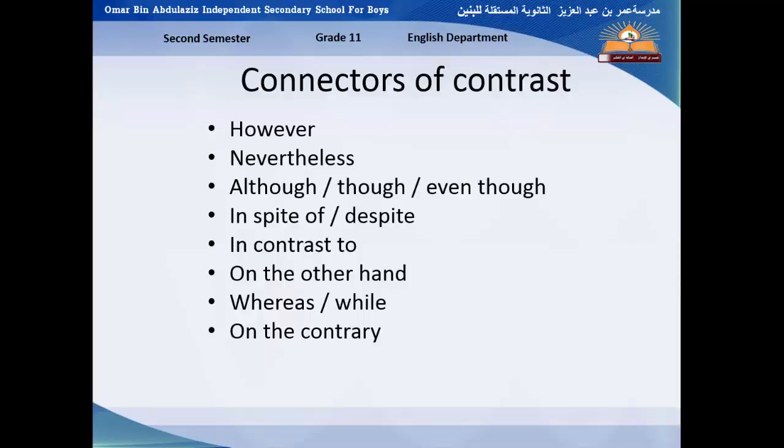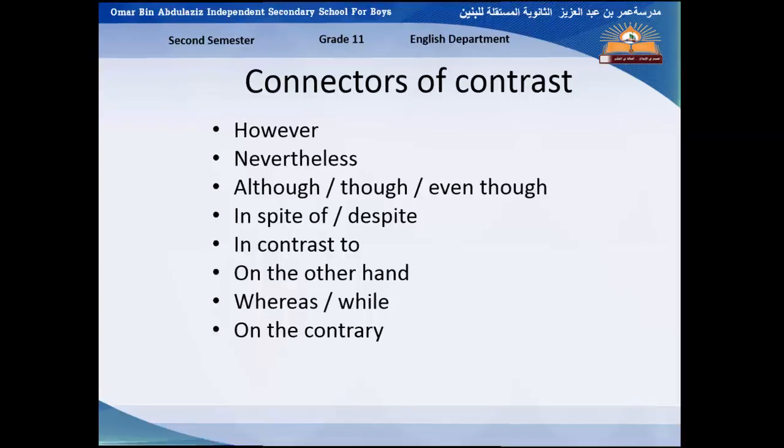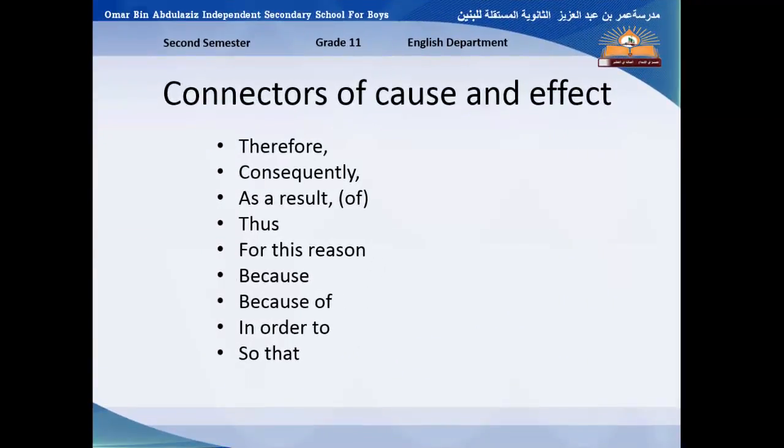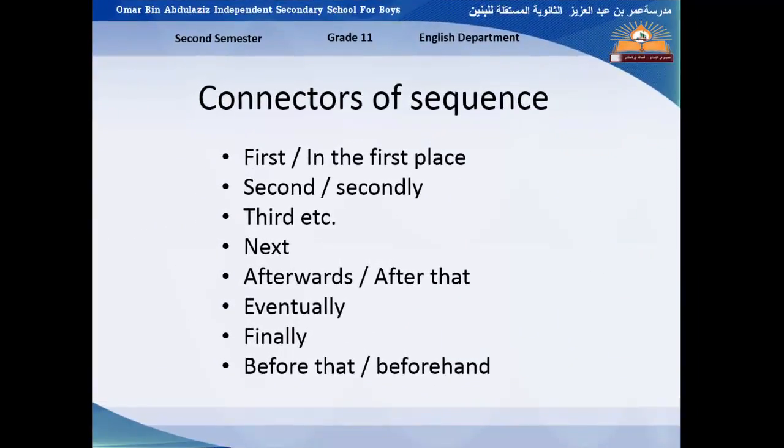Connectors of contrast: however, nevertheless, although, though, even though, in spite of, despite, in contrast to, on the other hand, whereas, while, on the contrary. Connectors of cause and effect: therefore, consequently, as a result or as a result of, thus, for this reason, because of, in order to, so that.